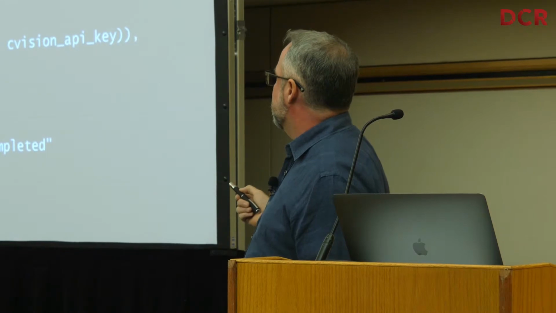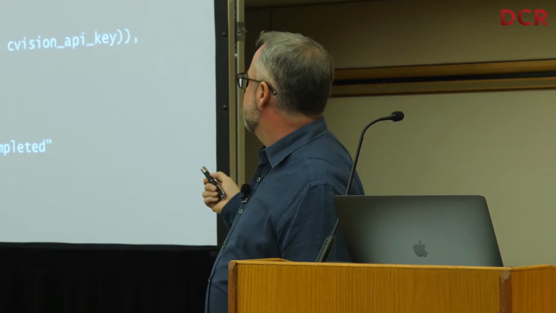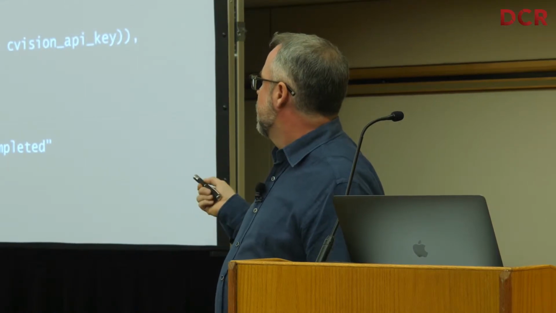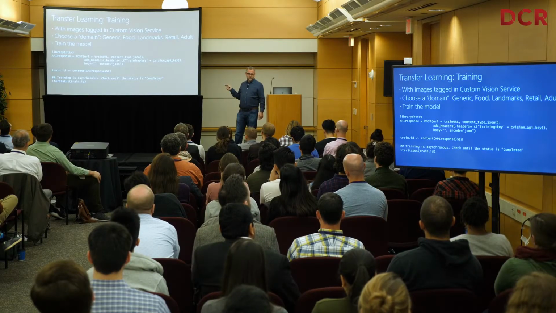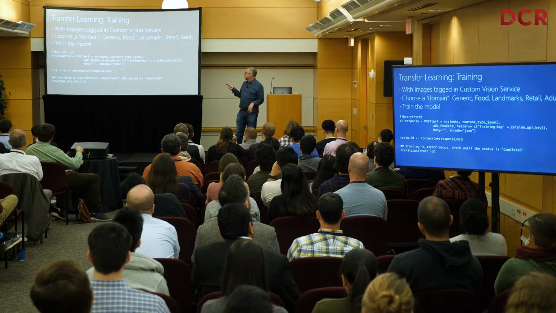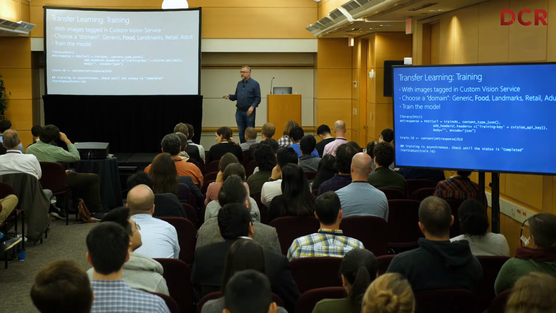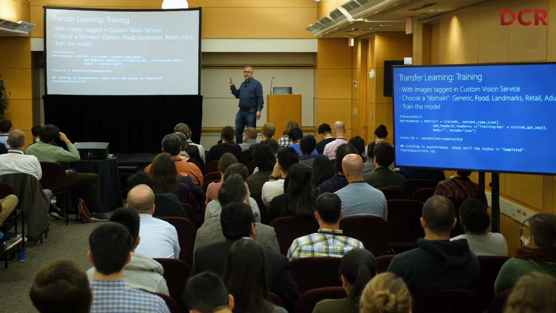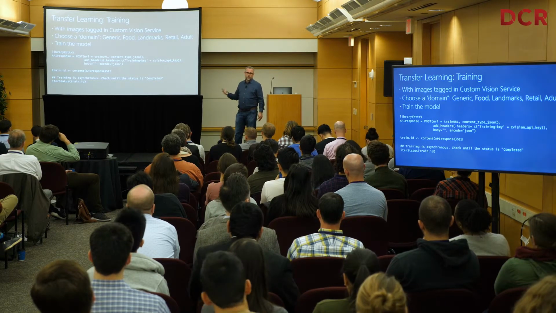There's one that's been trained with landmarks. There's one that's been retrained with photos that you might see in an online shopping catalog for retail applications. There's one that's been trained with adult images, which is mainly used for content filtering when people upload bad stuff. The one I use is the one that's been trained on food items, which is why this works so well with so few images.